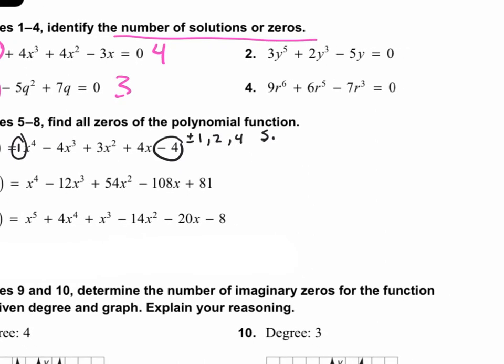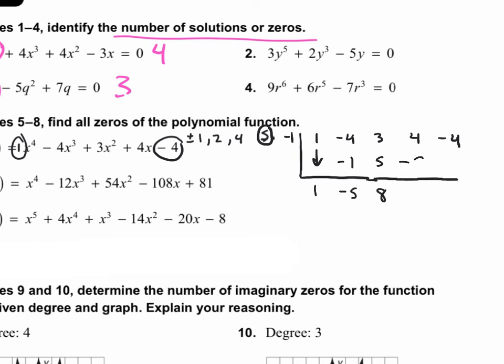What goes inside of our box for synthetic division? 1, -4, 3, 4, and -4. What do you want to try first? Let's try -1. So we drop down the 1, multiply, add, multiply, add, multiply, add, multiply, and we get 0. Yay! So what does that mean? -1 is one of our 4 answers. So x is equal to -1.